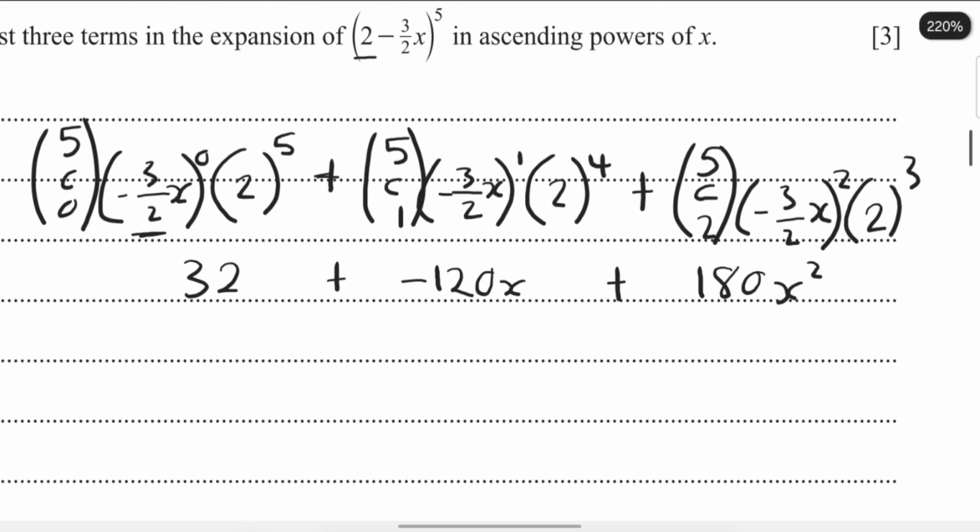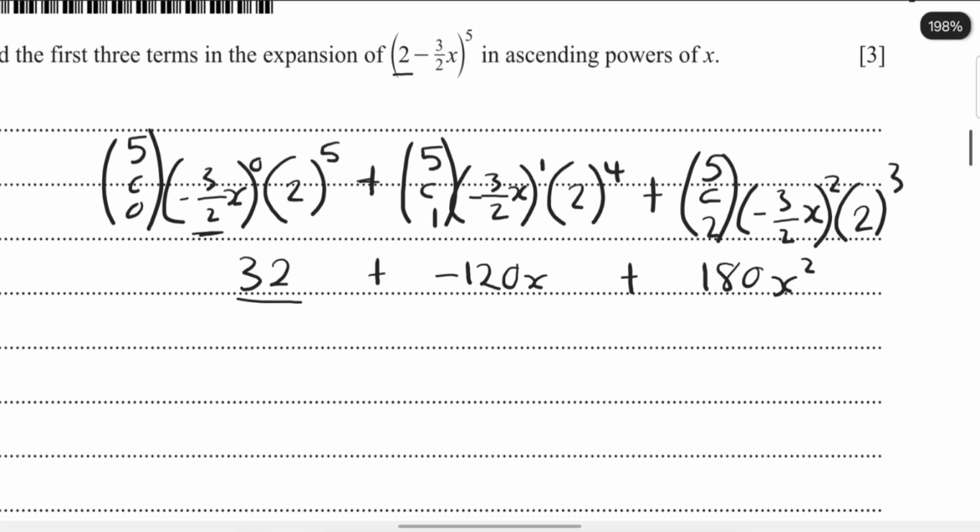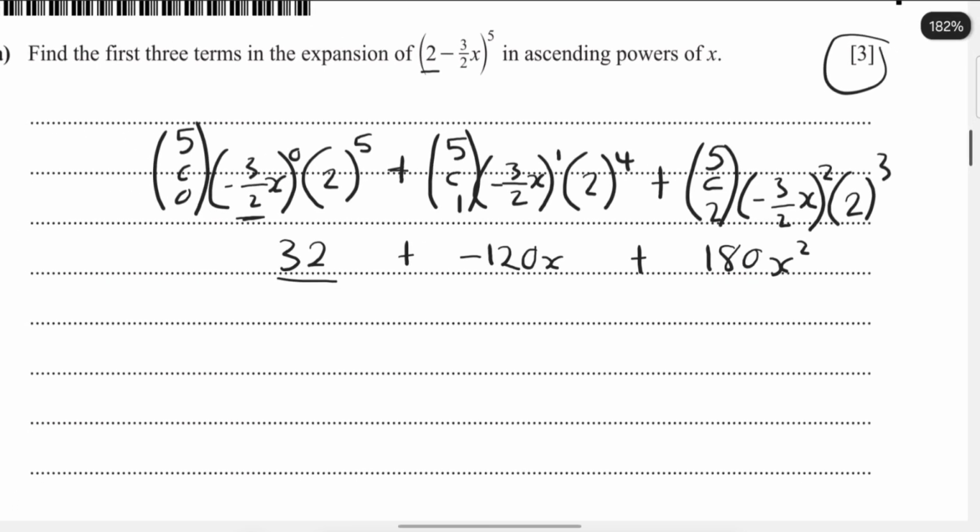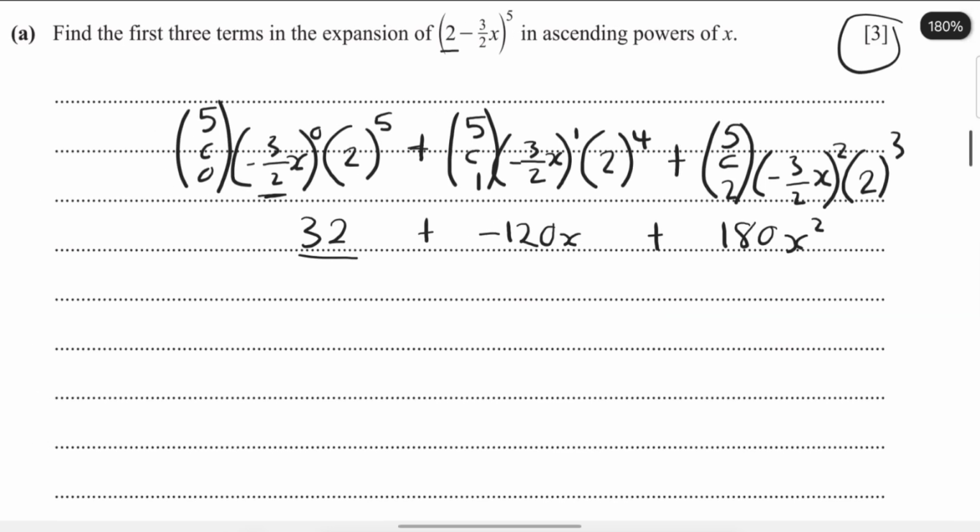Right? And if we look at powers of x, we have x to the power 0 for this 32, then x to the power 1, then x to the power 2. So those are the first three terms in the expansion of that in ascending powers of x. Then we get our 3 marks right here for part A, right?